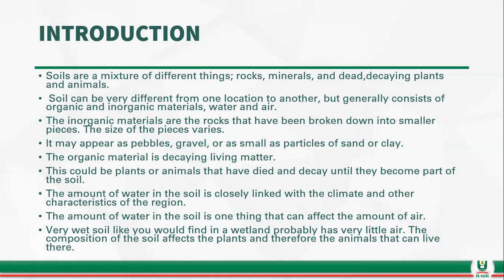Now, the amount of water in the soil is closely related to the climate of the region, and the amount of water in the soil is one thing that can affect the amount of air in that soil. So very wet soils, like you would find in a wetland, probably have very little air, and the composition of soil affects the plants and therefore the animals that will be able to survive in it.